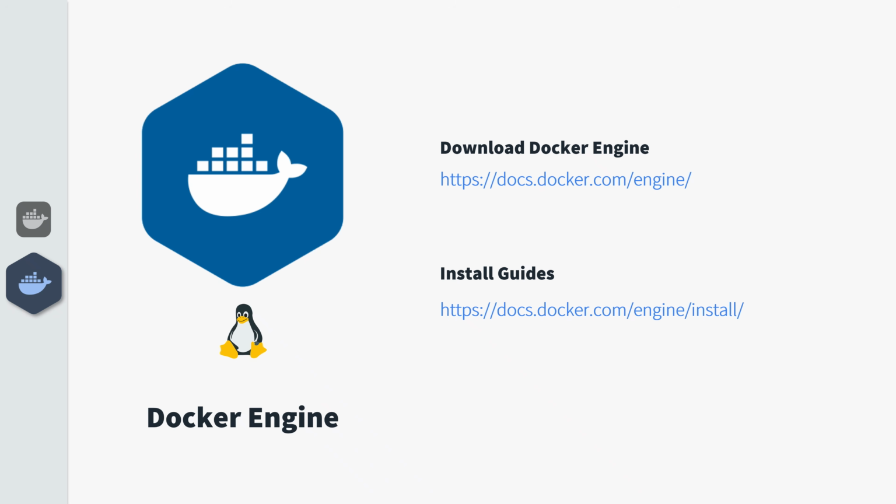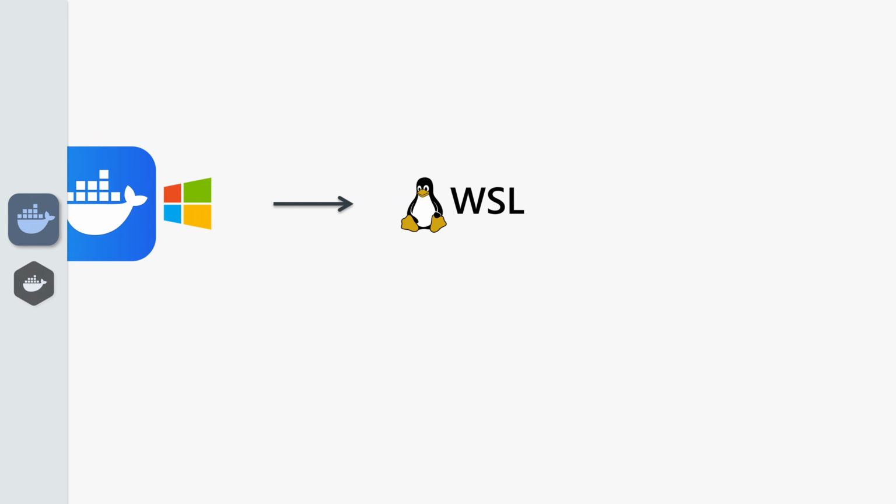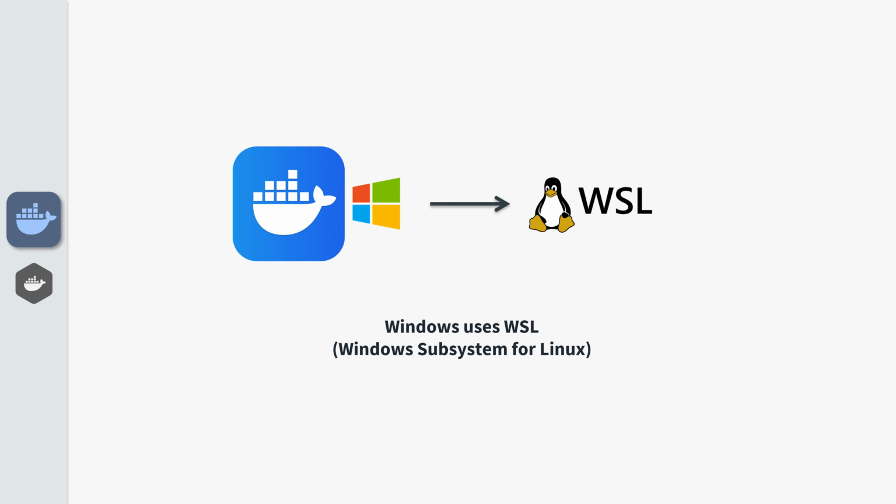Now, a quick note on Docker Desktop if you're using Windows. Docker is made for Linux. When running Docker Desktop on Windows, it will use WSL2, that is, the Windows subsystem for Linux. The Docker Desktop installer handles all this for you automatically, so there's nothing extra you need to really worry about.